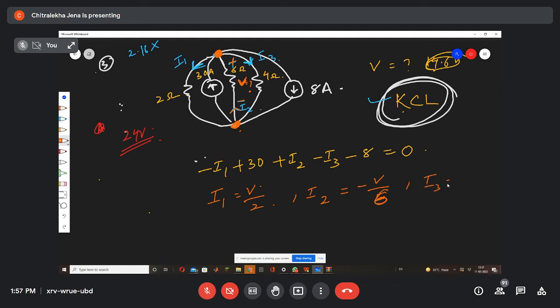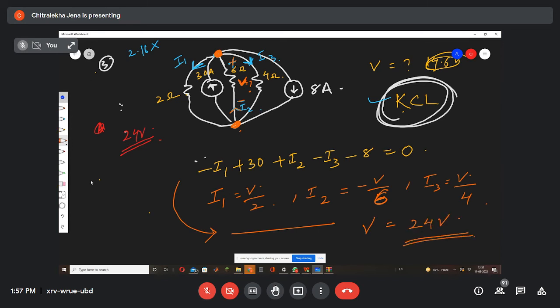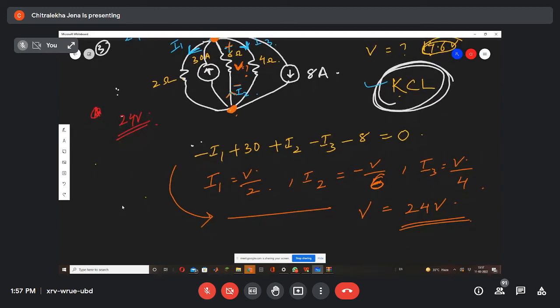I3 is equal to how much? V divided by 4. Substitute, and the only variable will be V, which will be 24 volt. Correct or wrong? Tell me.